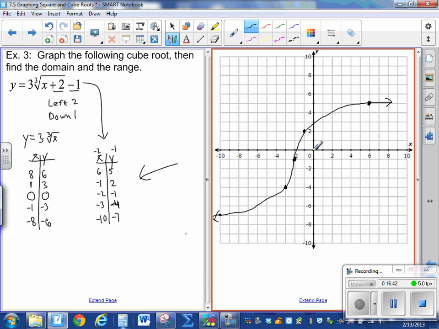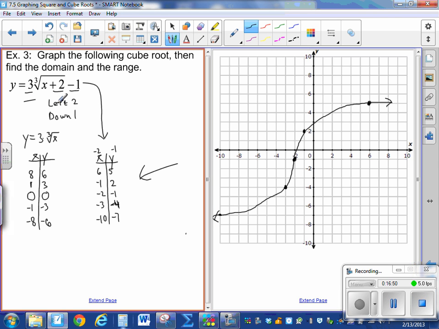Now notice that the center used to be at 0, but it got moved over to the left 2 and down 1, which is what we expected. This 3 right here, what that did was, normally this curves up this way a little bit faster, but with the 3 it stretches it up and down a little bit further. Okay?